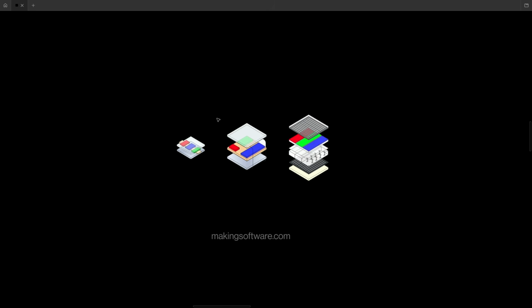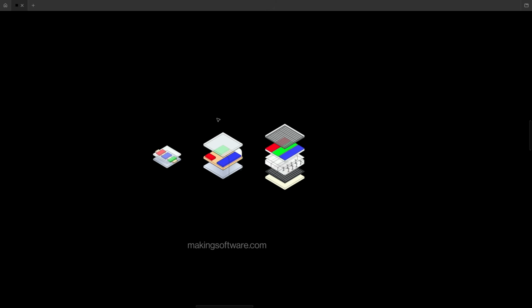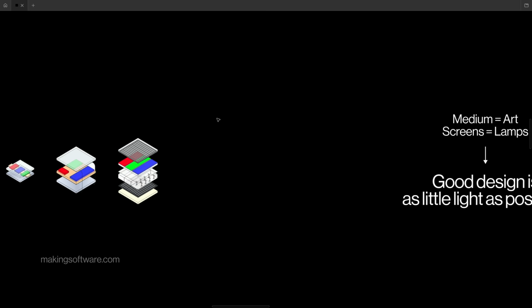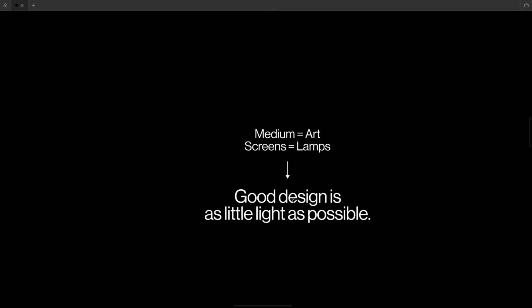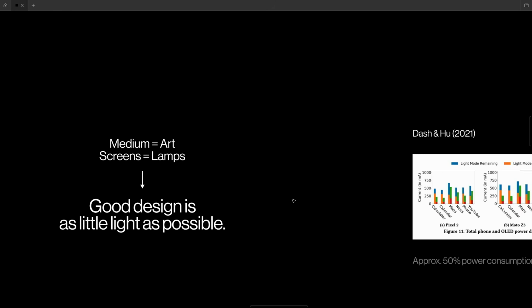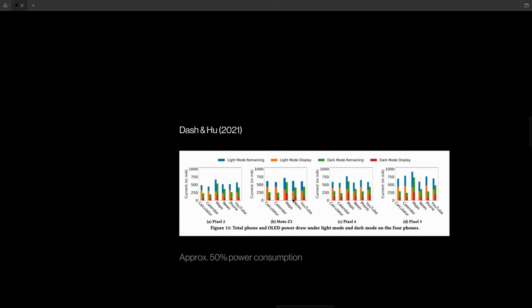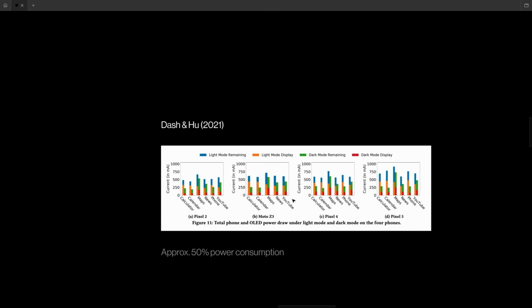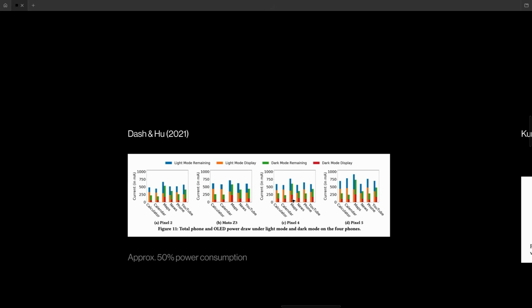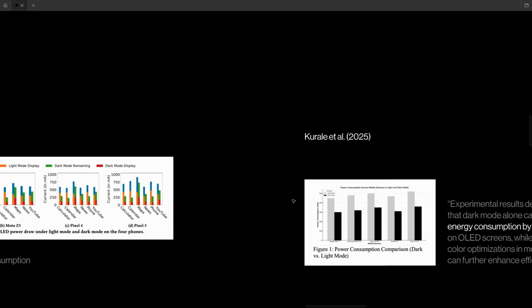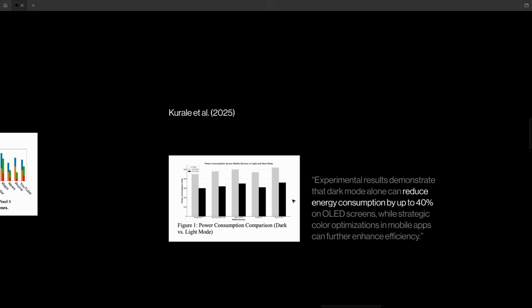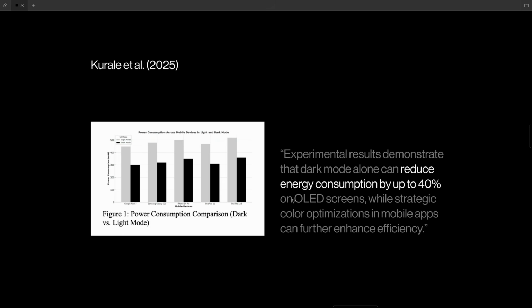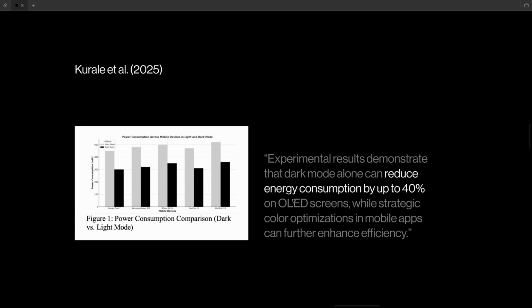Therefore, the screen actually wants to be black as a design material, and anything else is imposed by us on it. So following from these two ideas, I believe good design is as little light as possible, and everything should be dark mode. There are also technical, engineering reasons why this is true. Dark mode does lead to lower power consumption, for example. Researchers have found 50%, 40% energy consumption reduction when they investigated this.